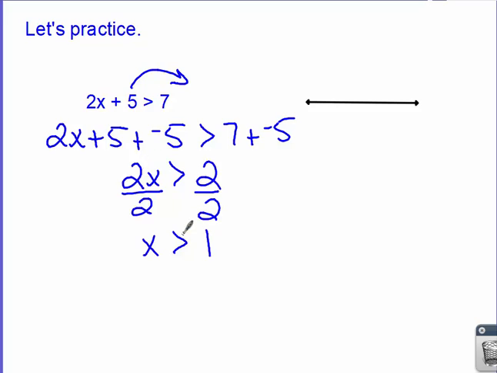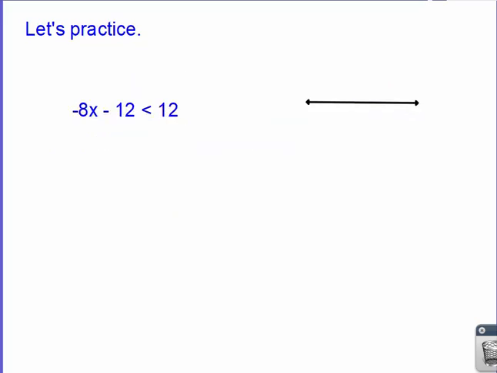So to do a quick graph of that, we'd come over here, put a little hash mark on the graph, put a 1 underneath it. Okay, and since this is just a greater than symbol, it's going to be an open circle, and I'm going to shade to the right because I need values greater than 1. Okay? So what if we had one like this?